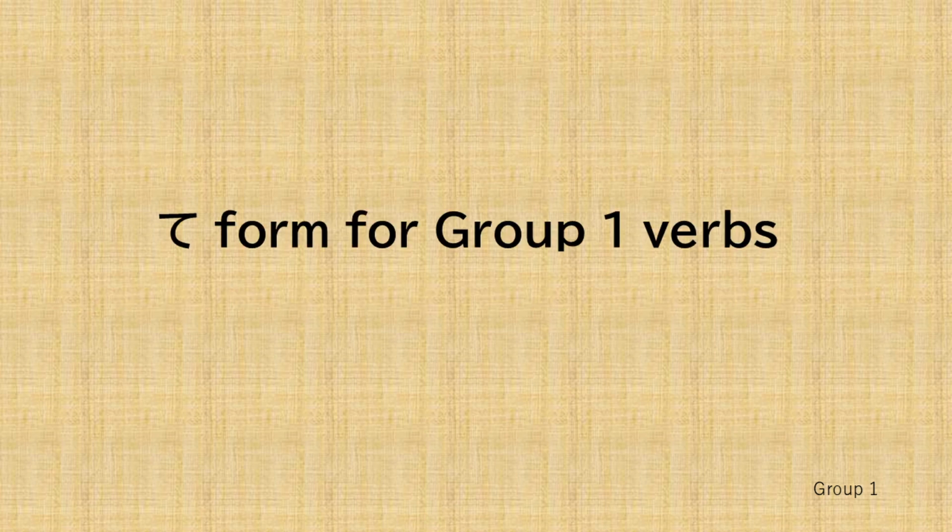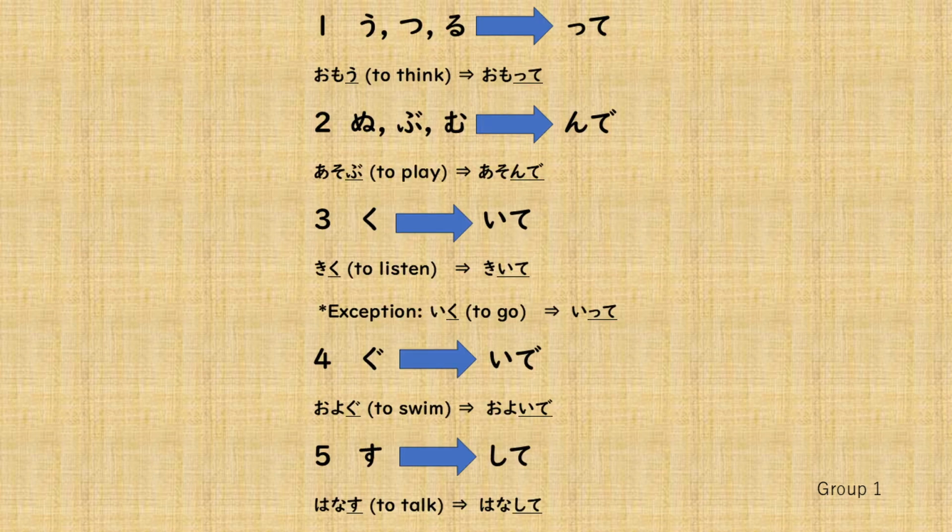When considering Group 1, you need to remember the irregular changes of the te form. To make the te form for Group 1 verbs, replace the last letter of the plain form according to the rules in this slide. 1. U, tsu, ru change to tsute. For example, omou changes to omotte.